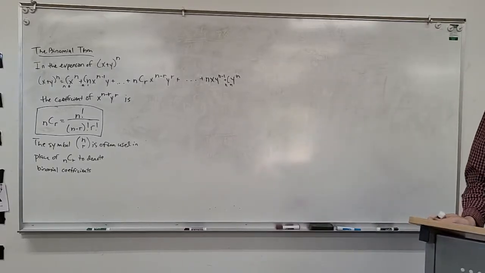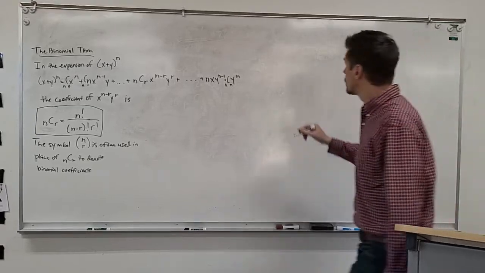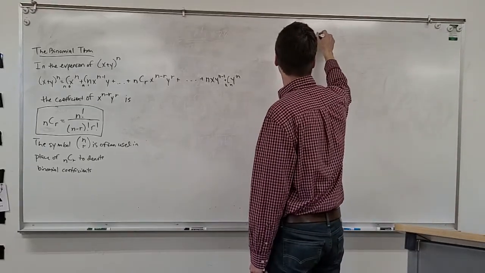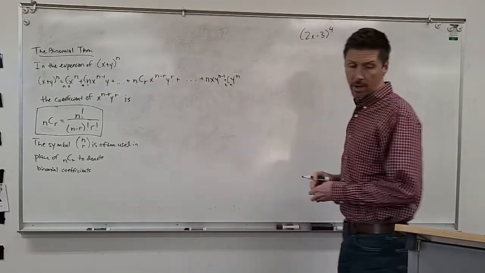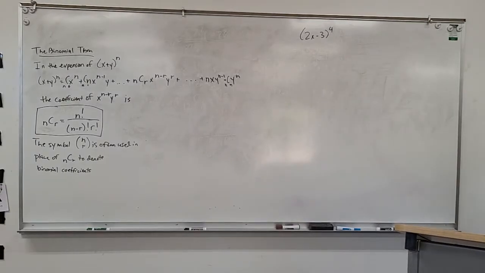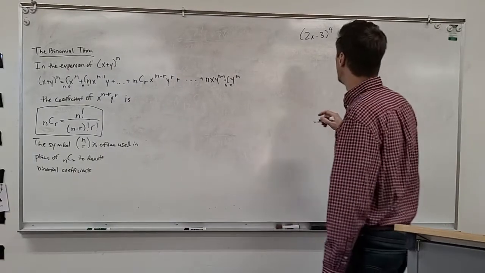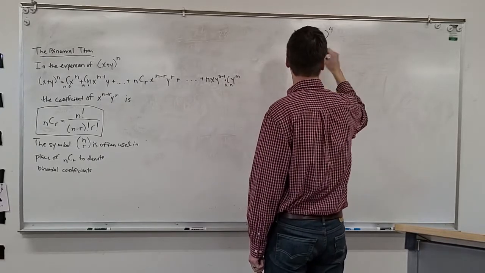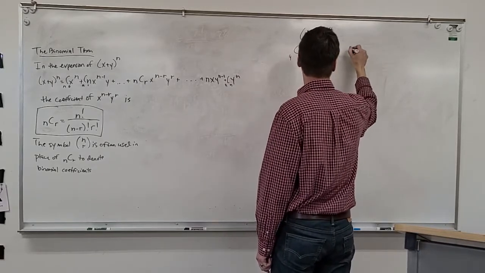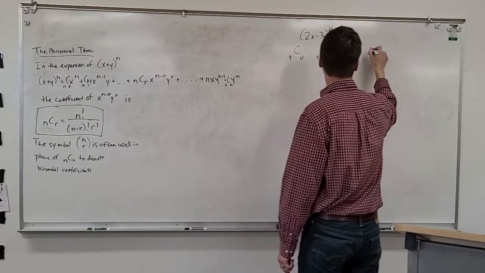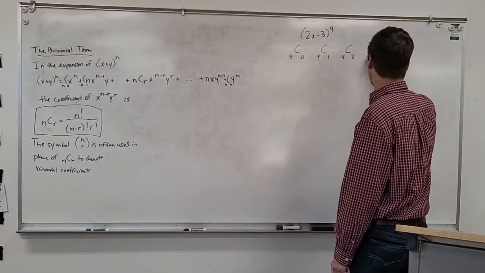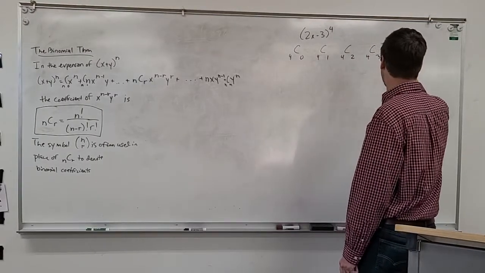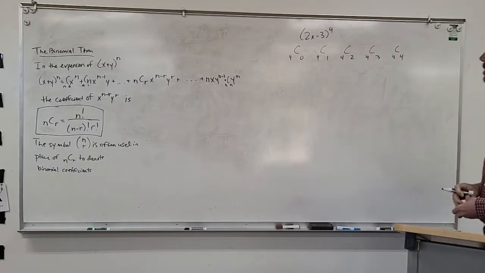2x minus 3 raised to the 4th power. All right, so for this problem here, we've got to calculate for 0, for 1, for 2, for 3, and then finally for 4, right?